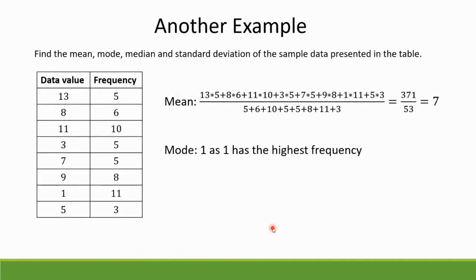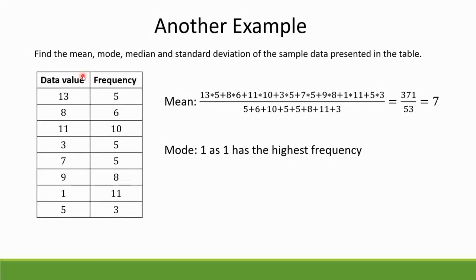So here's another example. This one's a little bit different because we do have data. It's given, though, through a frequency table. You have the data values and the frequency of each one. So if you were to list the data values one by one, 13 would be listed 5 times, 8 would be listed 6 times, 11 would be listed 10 times, and so on and so forth.